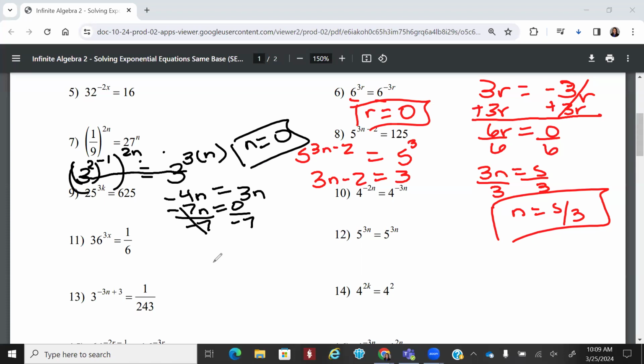Fractions are probably going to be thrown in on your final, just because it's a little crazy. Because I did -4 minus 3n, and that gave me -7n. I moved that 3n to the other side. This doesn't just happen naturally overnight. You have to practice.